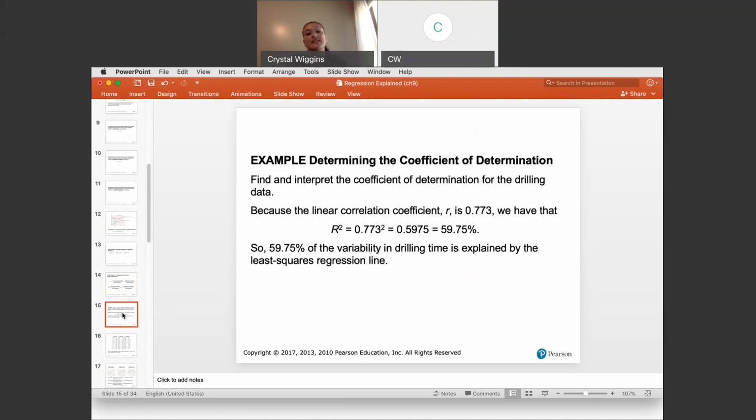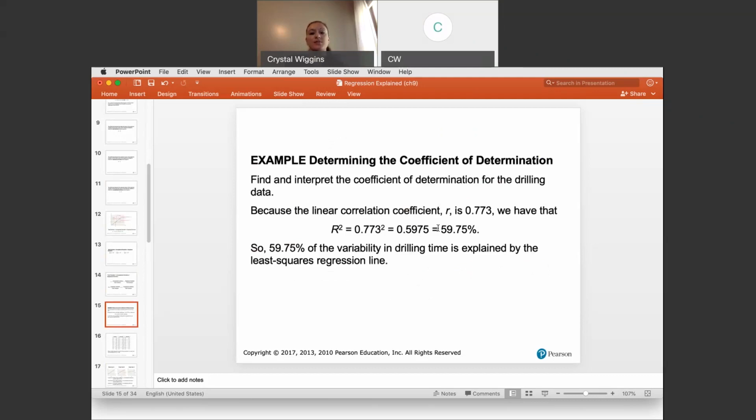Let's take a look at an example for determining the coefficient of determination. And let's find and interpret that. So remember, we already knew what the correlation coefficient was, 0.773. We just simply square that value to get the coefficient of determination. And then we make it a percent in order to interpret.